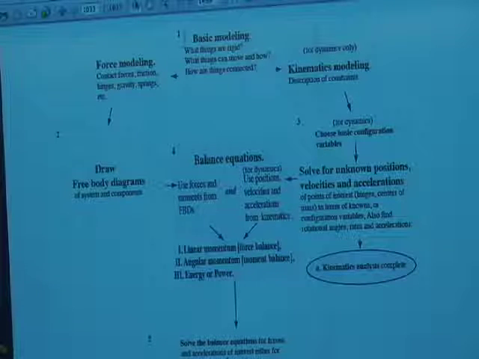You start out with basic modeling. You look at the system and just understand what it is. What things are rigid? In this class, everything is rigid except for springs. In 2020, you had to worry about which things stretched like rods, twisted like shafts, or bent like beams. Which things can move and which things can't? How can they move? How are things connected? So you have to understand what the system is.